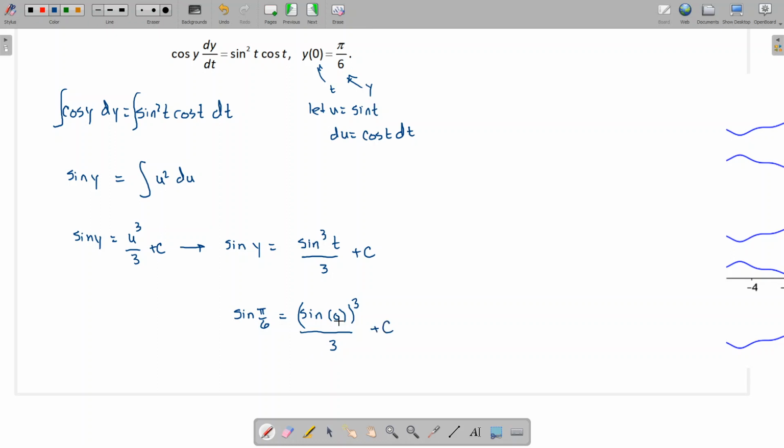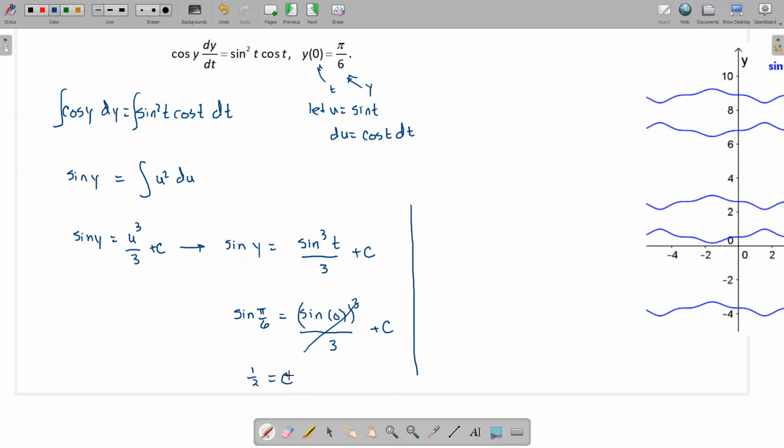Well, sine of 0 is 0, so this whole thing is just going to get wiped out. Sine of pi over 6 is going to be 1/2. So 1/2 is what our c value is. Okay, so our particular solution then is sine of y equals sine cubed t over 3 plus 1/2.